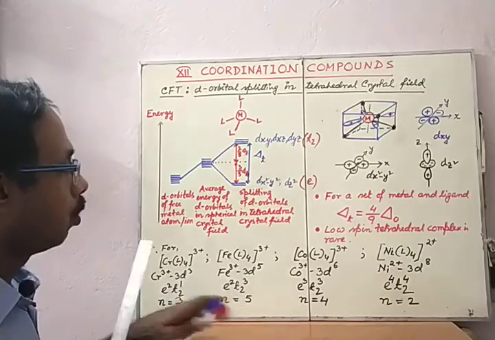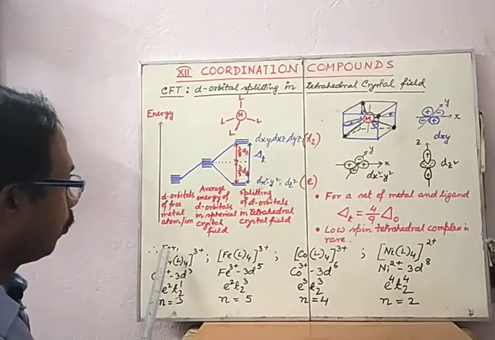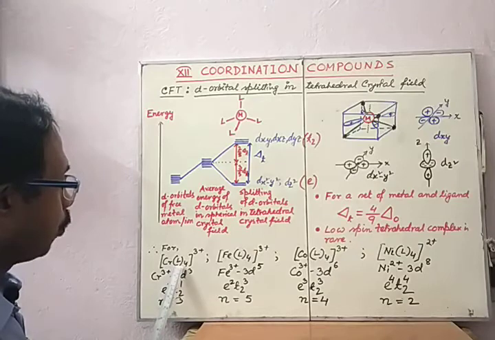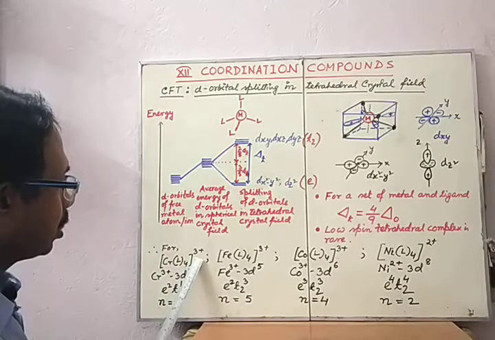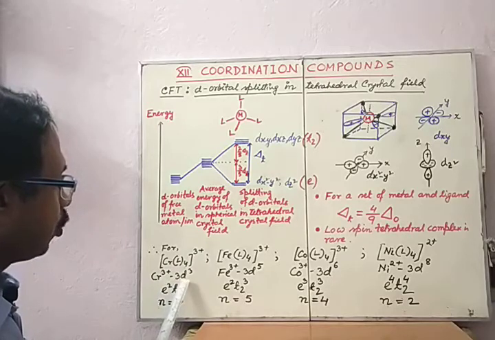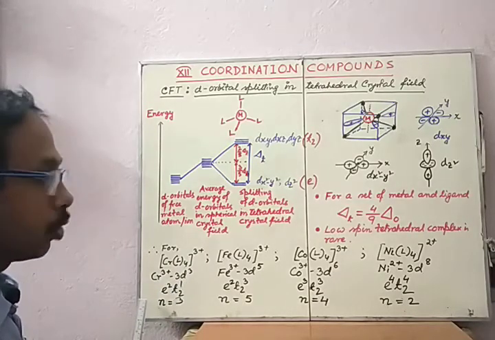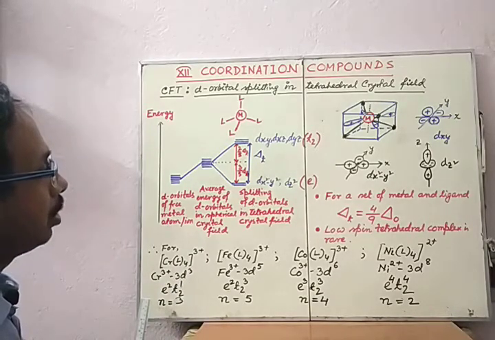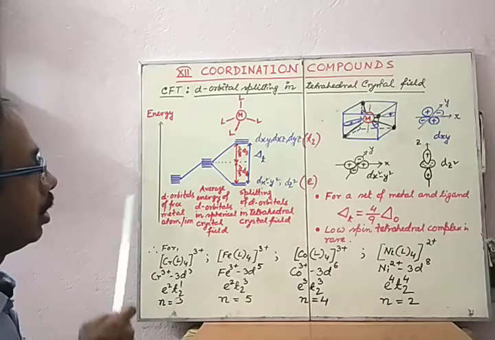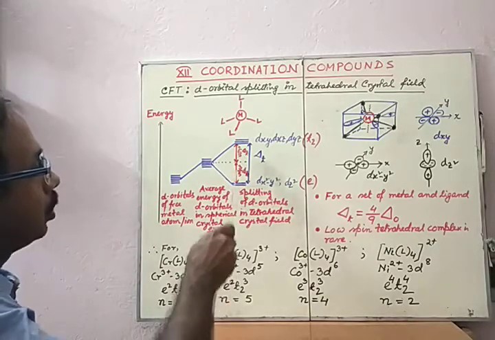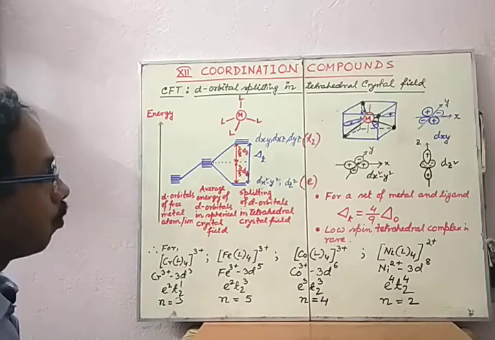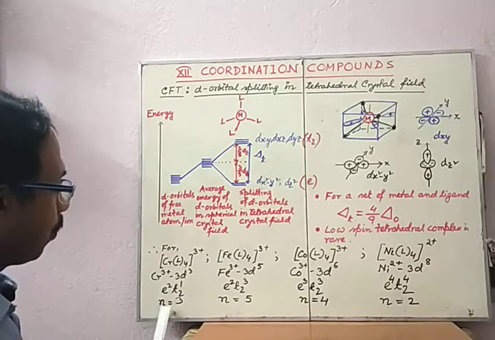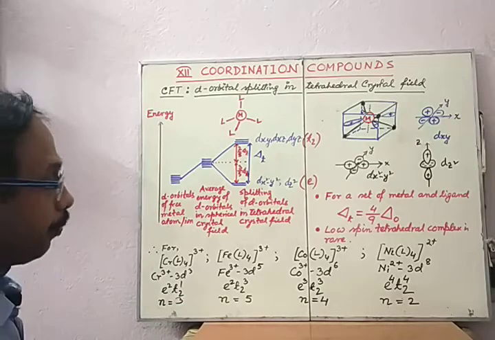So if we follow some examples, for chromium with 4 ligands, whatever be the ligands, chromium 3+ is 3d3, so therefore 3 electrons are there. If we write the electron arrangement, then 1, 2, then 3, so it is E2, T2 1. So the number of unpaired electrons is 3.